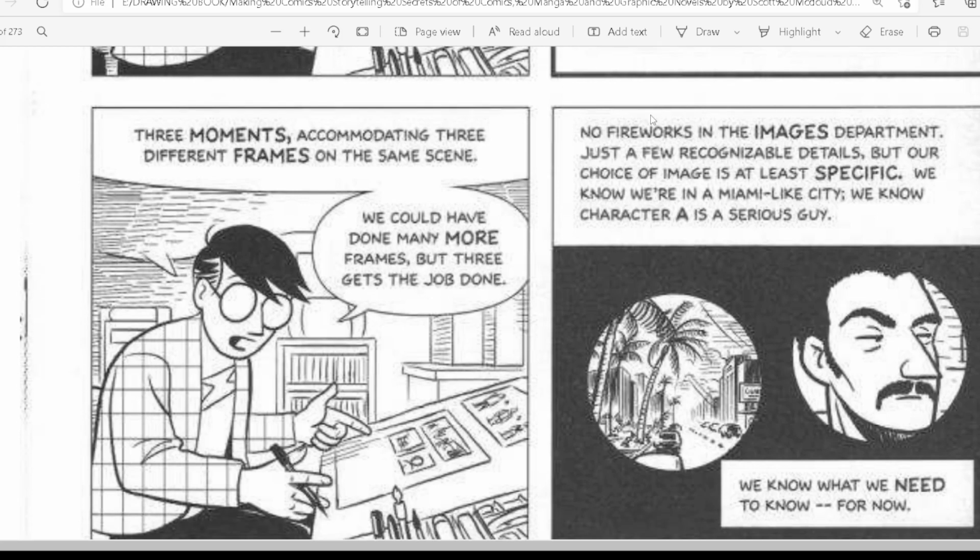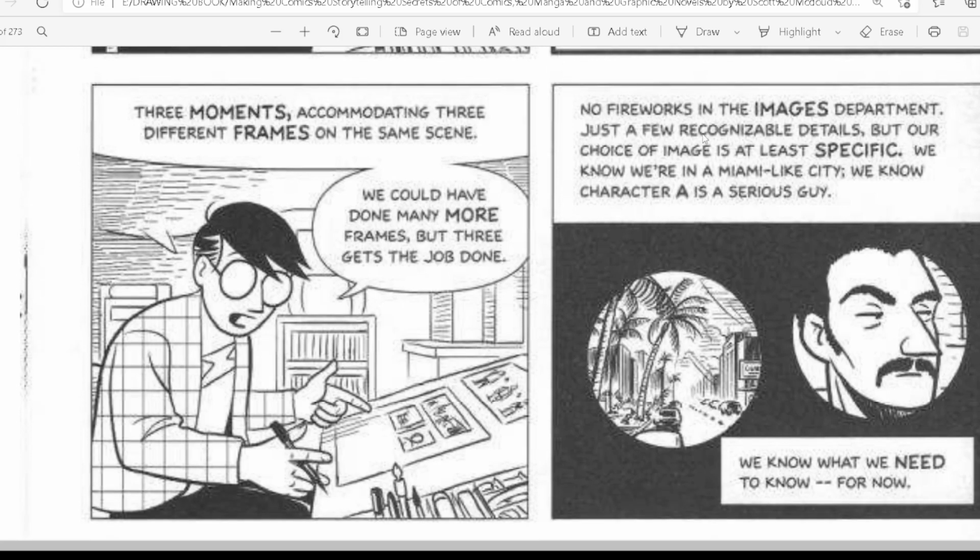Definitely no fireworks in the images department, just a few recognizable details, but our choice of image is at least specific. We know we are in a Miami-like city. We know character A is a serious guy.